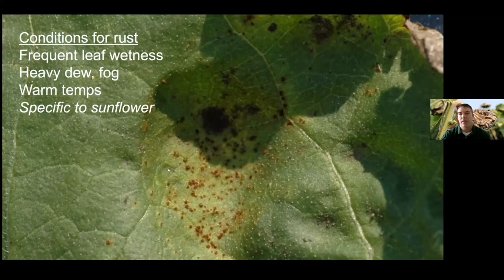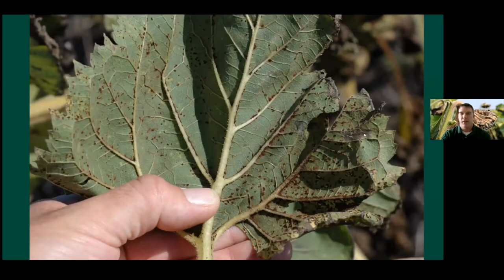Another thing about rust that's important, it is specific to sunflower. Sunflower rust does not go to cereals and vice versa. So you're not going to catch rust on these other crops. But it is important to remember that they all have the same climate. They all like that heavy dew, that fog, that long leaf wetness. Here's another image. It shows up in the same way. You've got all these spores, these pustules showing up along the veins where you get a little bit longer dew periods. It's really common for rust. So you can get this in a dry year.